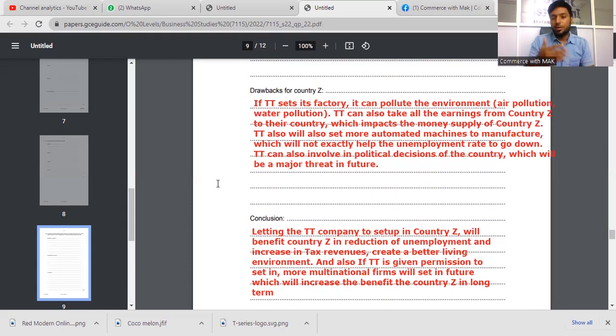Hope you guys understood this paper, and the final conclusion was if you let the company TT set up in country Z, it will increase the benefit by unemployment decrement, tax revenues increment, better living environment for people, and also giving permission will attract more multinationals into their country. So hope you guys understood this particular paper.